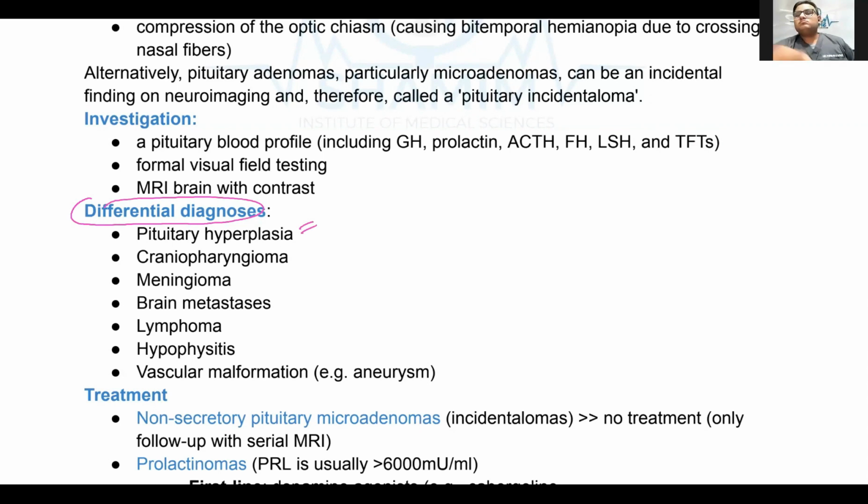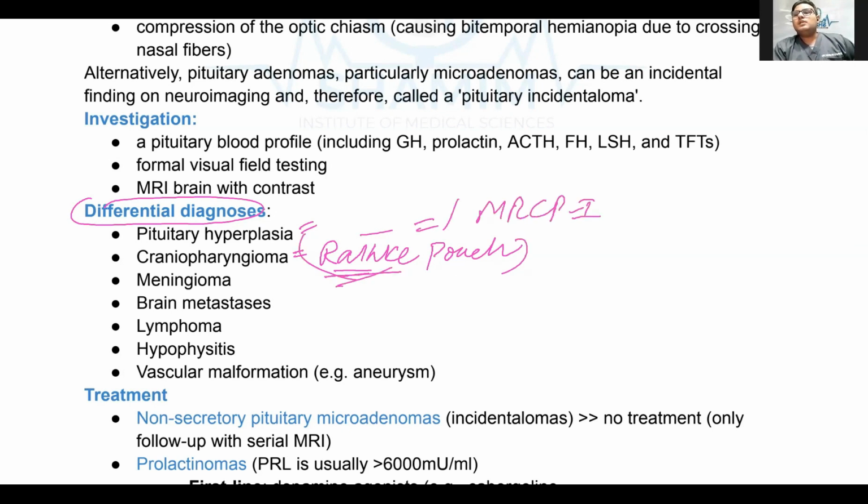Pituitary hyperplasia was one of the most important differential diagnoses. Craniopharyngioma is associated with the Rathke pouch. We will study what it is associated with Rathke pouch. It is also a very important MCQ that is asked in MRCP. We will study in a separate lecture what craniopharyngioma, the tumor of Rathke pouch, is.